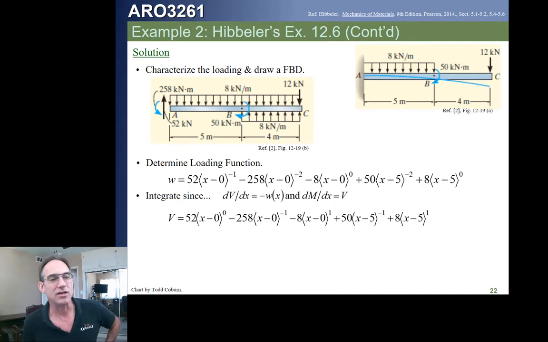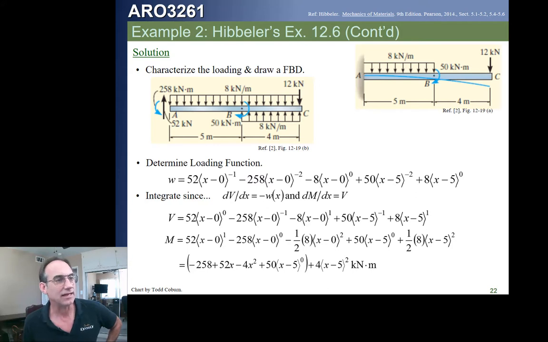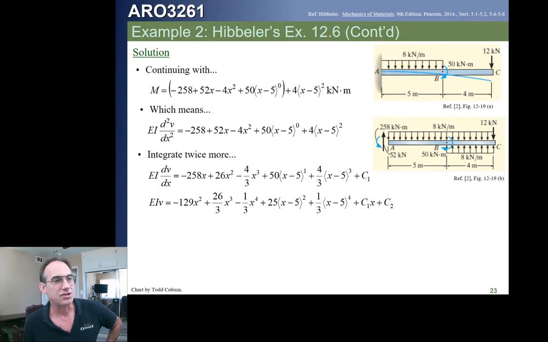We integrated that and ignored the constant of integration since it's going to be 0. Integrate again and ignore the constant of integration since it's going to be 0. That gives us the moment. Now to calculate the slope, we're going to divide that moment by EI as we integrate. First, we're going to simplify like this. Okay, now we integrate again. That gives us the slope, and integrate again. That's going to give us the deflection.